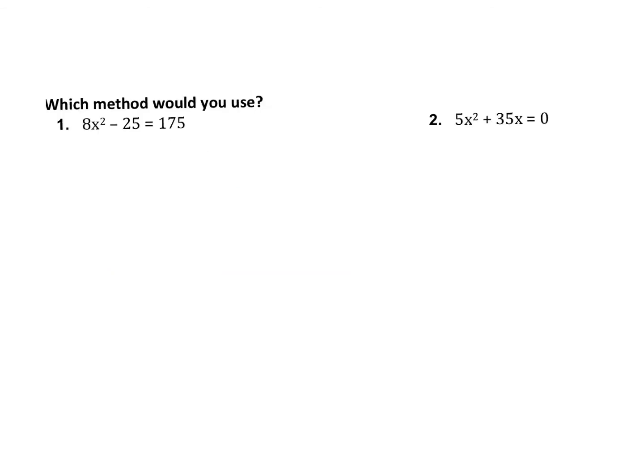Question number 1, we have 8x squared minus 25 is equal to 175. Notice in this instance, we just have an x squared. We don't have an x. And so probably the easiest way for us to solve this one would be by using the fence method.